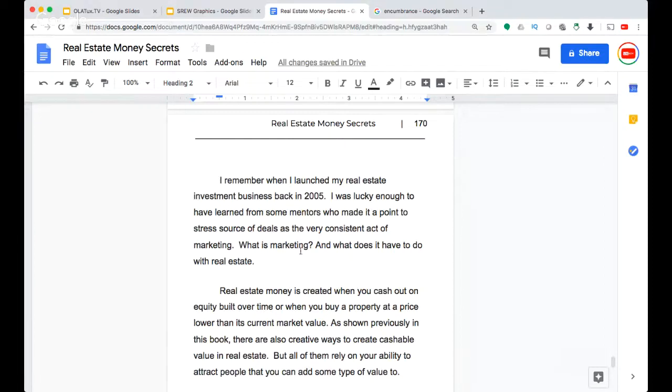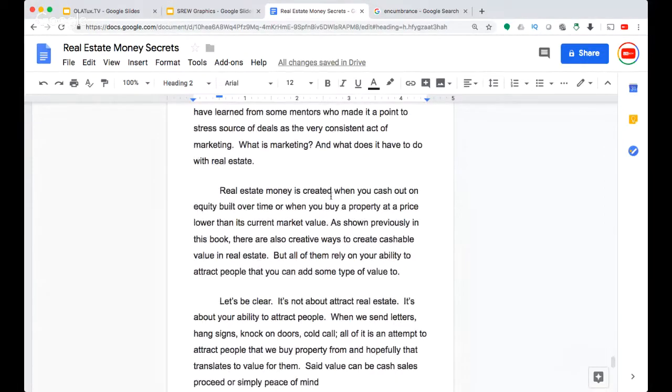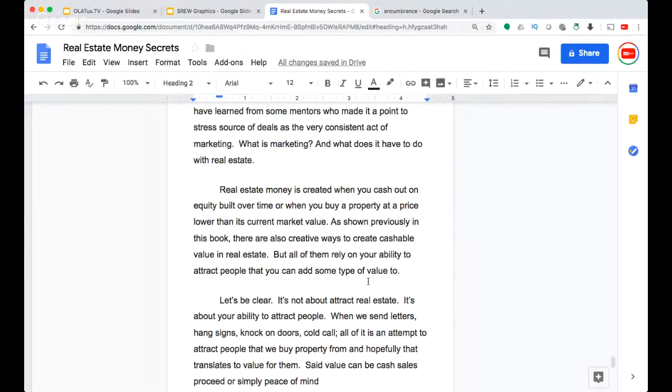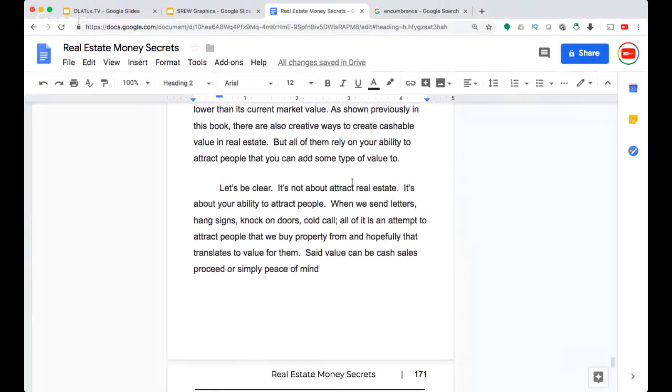What is marketing and what does it have to do with real estate? Real estate money is created when you cash out on equity built over time or when you buy a property at a price lower than its current market value. As shown previously in this book, there are also creative ways to create cashable value in real estate, but all of them rely on your ability to attract people that you can add some type of value to. Let's be clear, it's not about attracting real estate. It's a typo right there. It's about your ability to attract people.